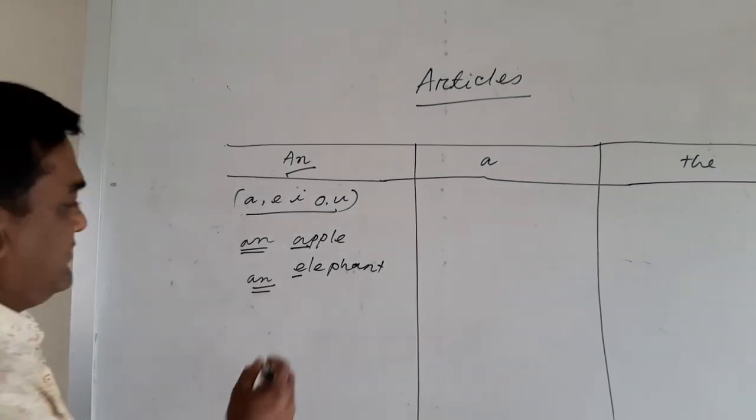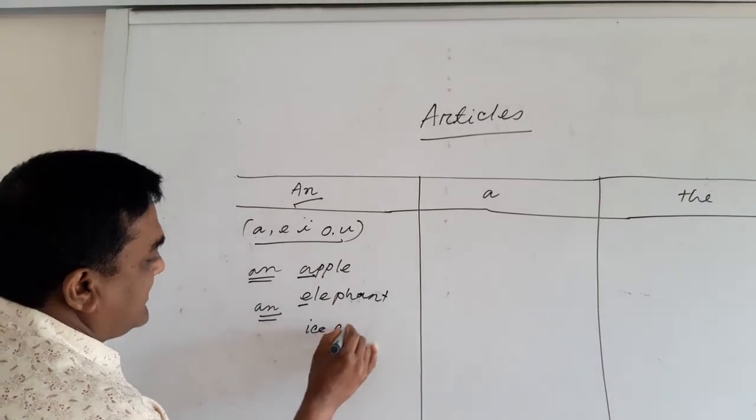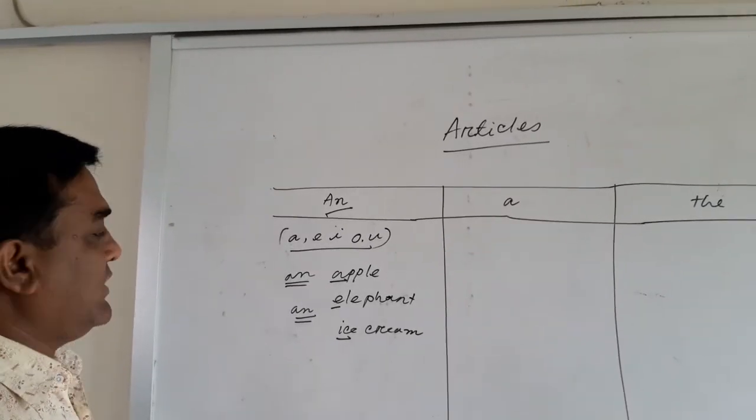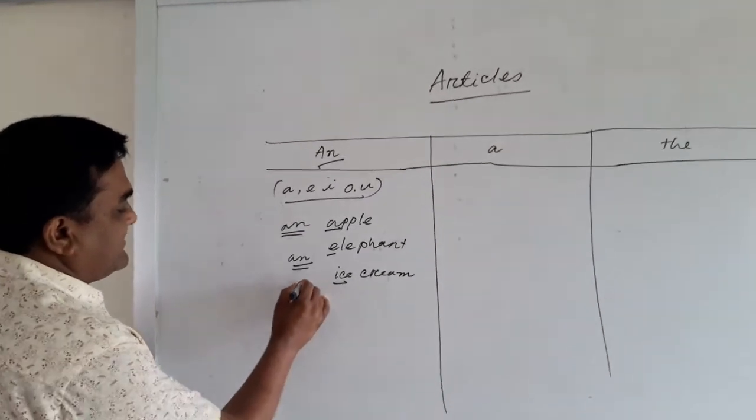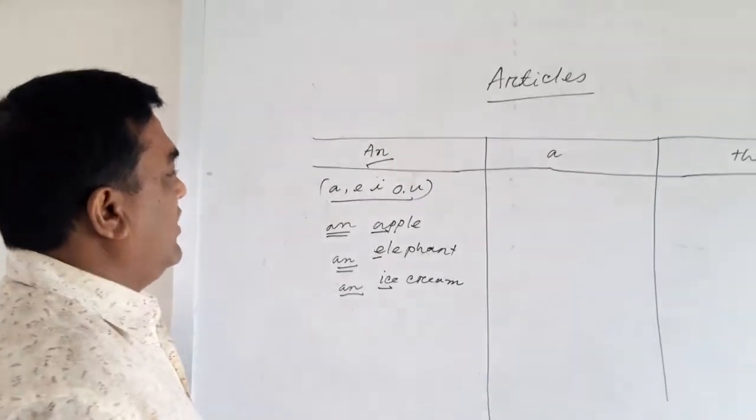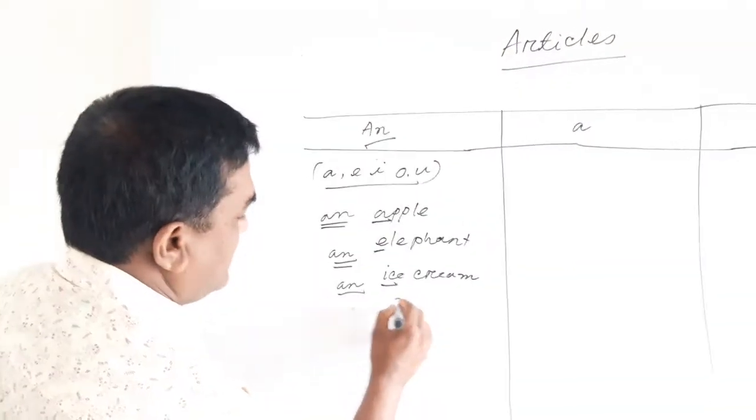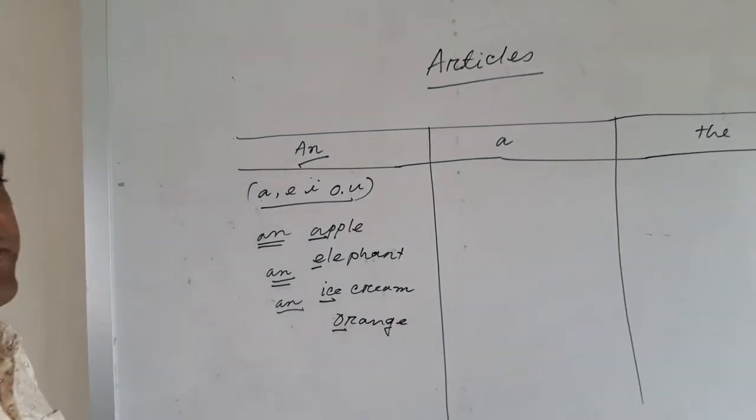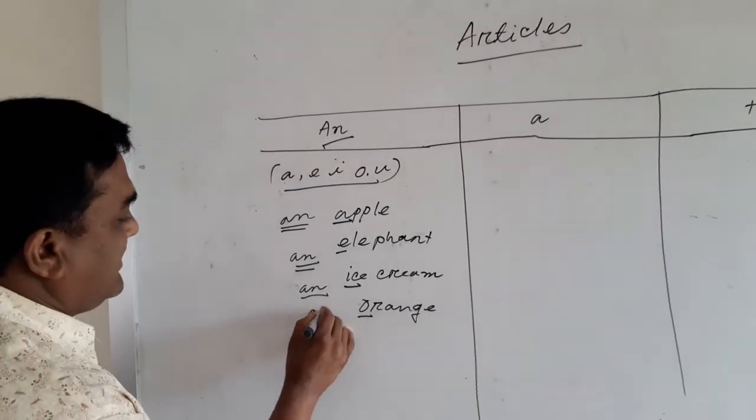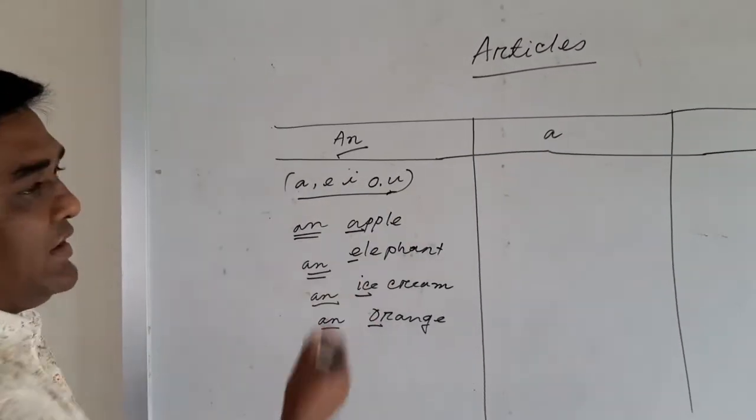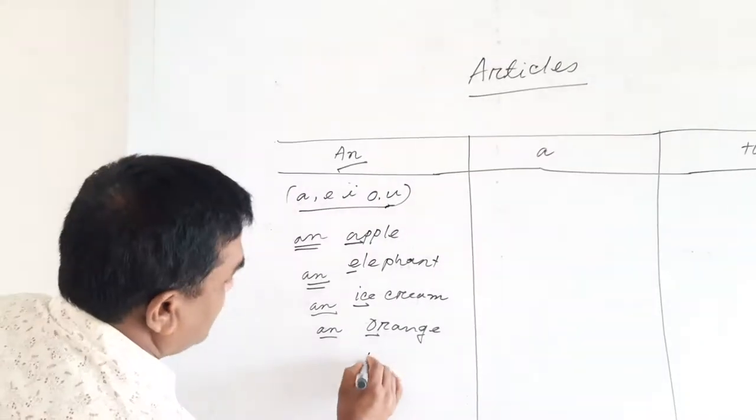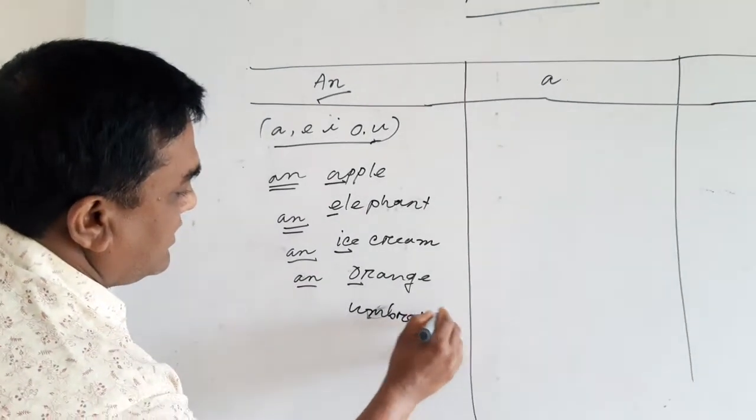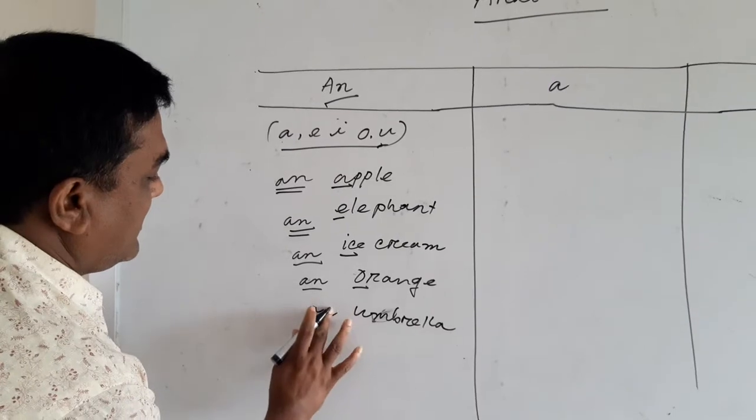Suppose ice cream. This also begins with vowel I, so it takes N. Then orange. Orange begins with O, it also takes N. Then U, umbrella. Umbrella also takes N.